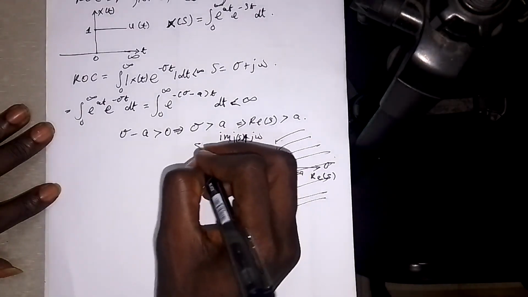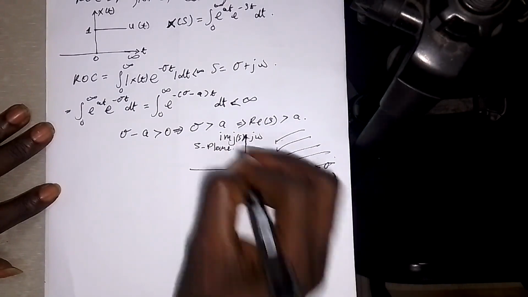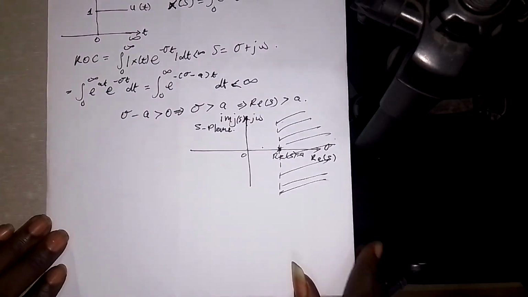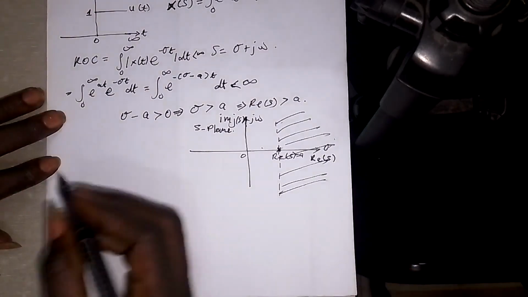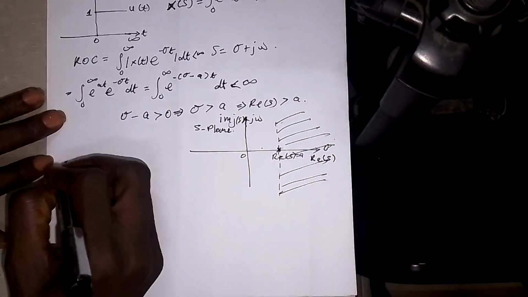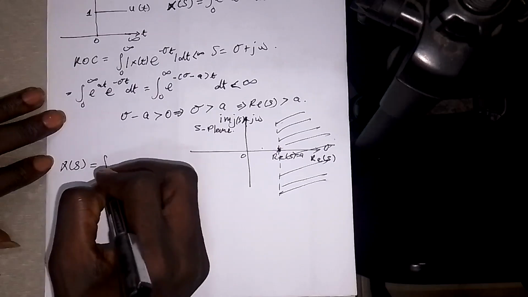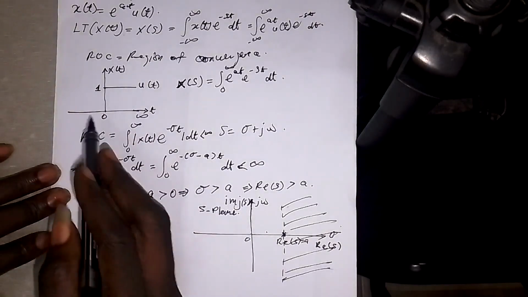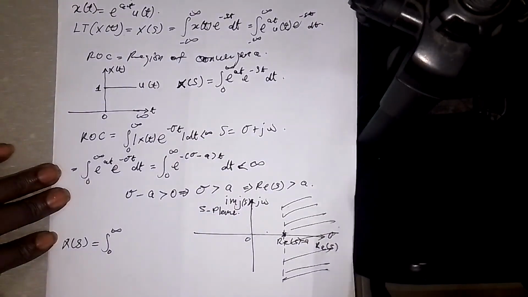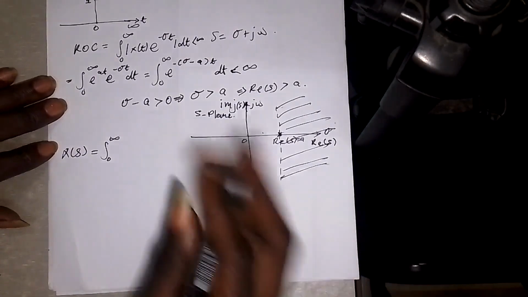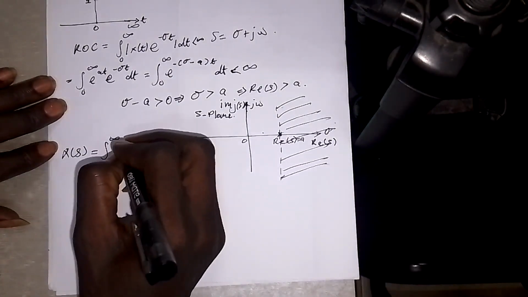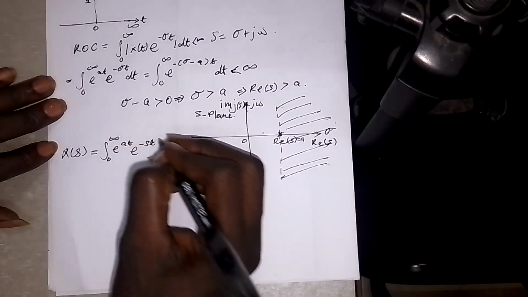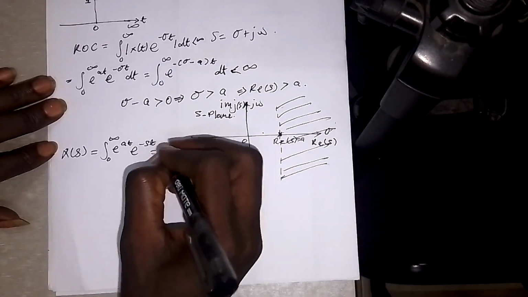So this graph is called the S-plane. Now, having been able to find this, briefly let me find my Laplace transform. My Laplace transform X of s is equal to the integral from 0 to infinity. Why is it from 0 to infinity? Because you can see that my graph is from 0 to infinity. So from 0 to infinity, e to the power of at into e to the power of minus st.